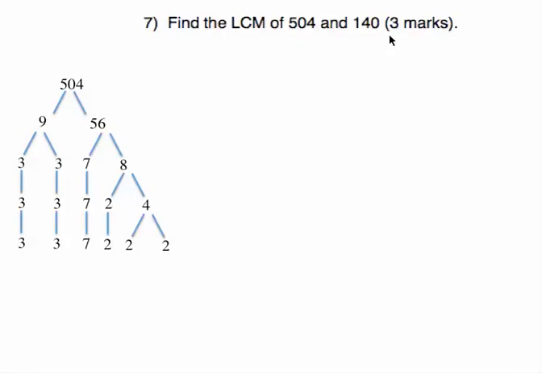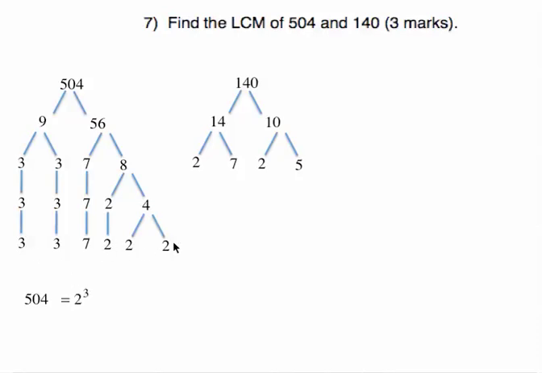Then, for 140, well, it ends in a 0, so it's going to be 10 times 14, or 14 times 10, doesn't matter. 10 is 2 times 5, and 14 is 2 times 7, and these are all primes, so we're done. Then to find the LCM, you have to write each number as the product of powers of primes. That keeps coming up. So 504 is going to be, and we start with our smallest primes and work our way up. Keep it organized.